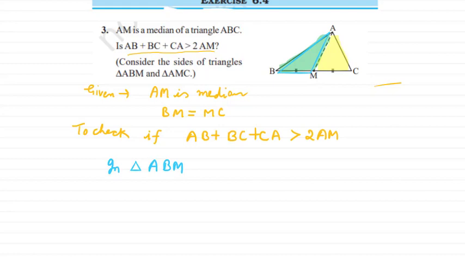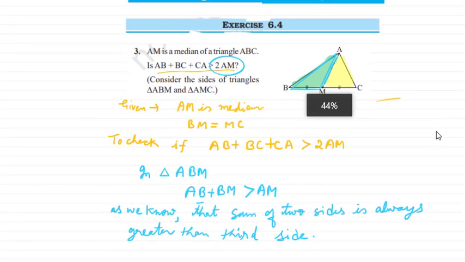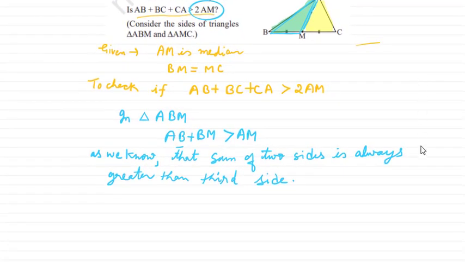Now in this ABM, just see the result here. We need 2AM. So here AM I'm just keeping on the right side. As we know that the sum of two sides is always greater than the third side, so I'm taking ABM. So your side AB and the other side is BM. So AB plus BM will be greater than AM, as we know that the sum of the two sides is always greater than the third side. So I'm just making it equation number 1.